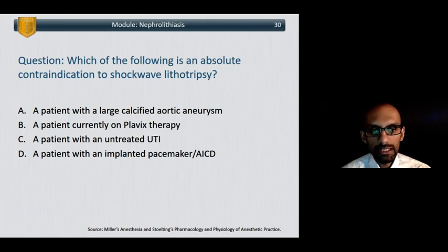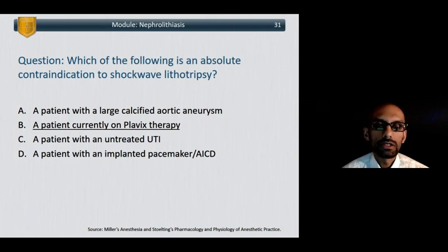So anybody with a bleeding diathesis, you shouldn't be doing shockwave lithotripsy. So the patient on Plavix therapy should not be undergoing this procedure. You can do extracorporeal shockwave lithotripsy on patients with aneurysms. You have to be cautious about it, but you can do it. If the patient has a UTI, that may be okay to do this procedure because remember, a lodged stone can act as a nidus for infection in and of itself. So you really want to remove the source.